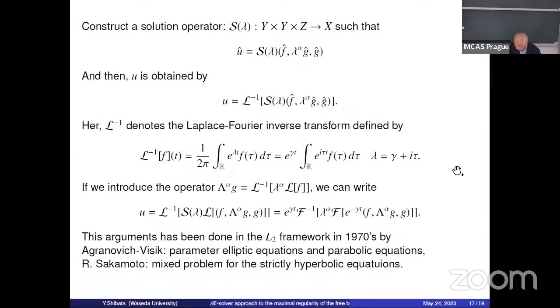Now our problem is now we have a boundary data here.